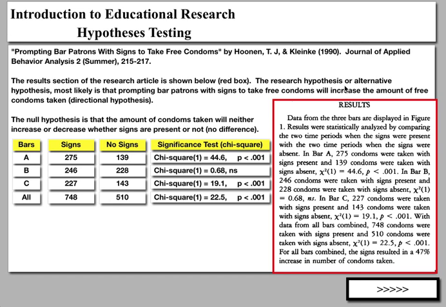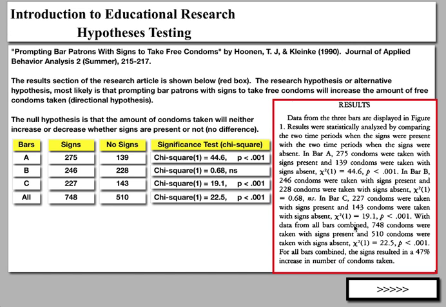The research hypothesis, or the alternative hypothesis, most likely is that prompting bar patrons with signs to take free condoms will increase the amount of free condoms taken. The hypothesis that is not stated in the article and on which the statistical analysis of the results will be done is the null hypothesis. And this is that the amount of condoms taken will neither increase nor decrease whether signs are present or not, that there'll be no difference.